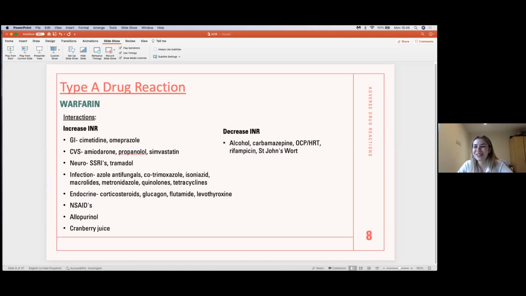You'll get the slides after. It is in a class of medications called sulfonamides. That can increase your INR. Important ones also are NSAIDs, allopurinol, and cranberry juice. That's also an exam favourite. If someone drinks a lot of cranberry juice, that can increase your INR.